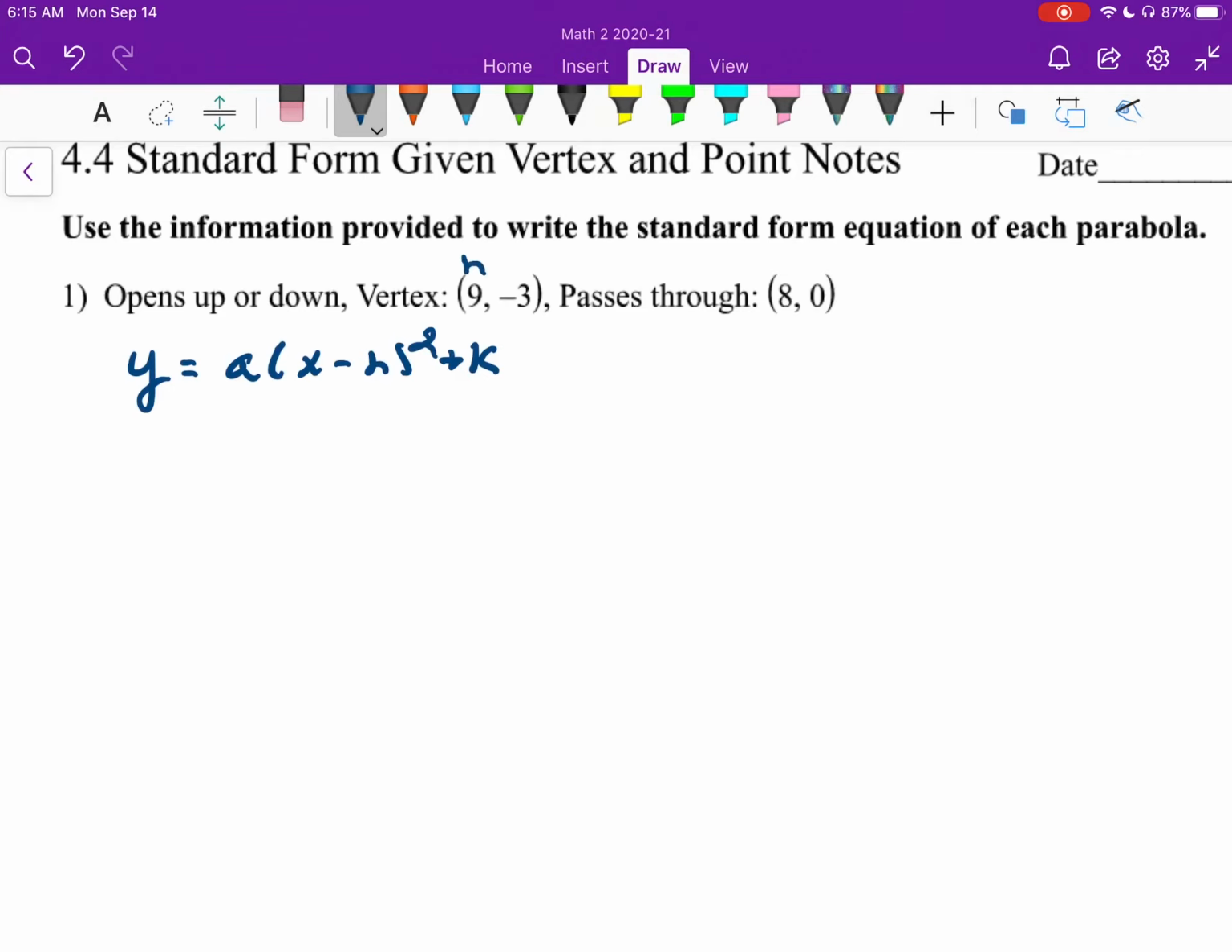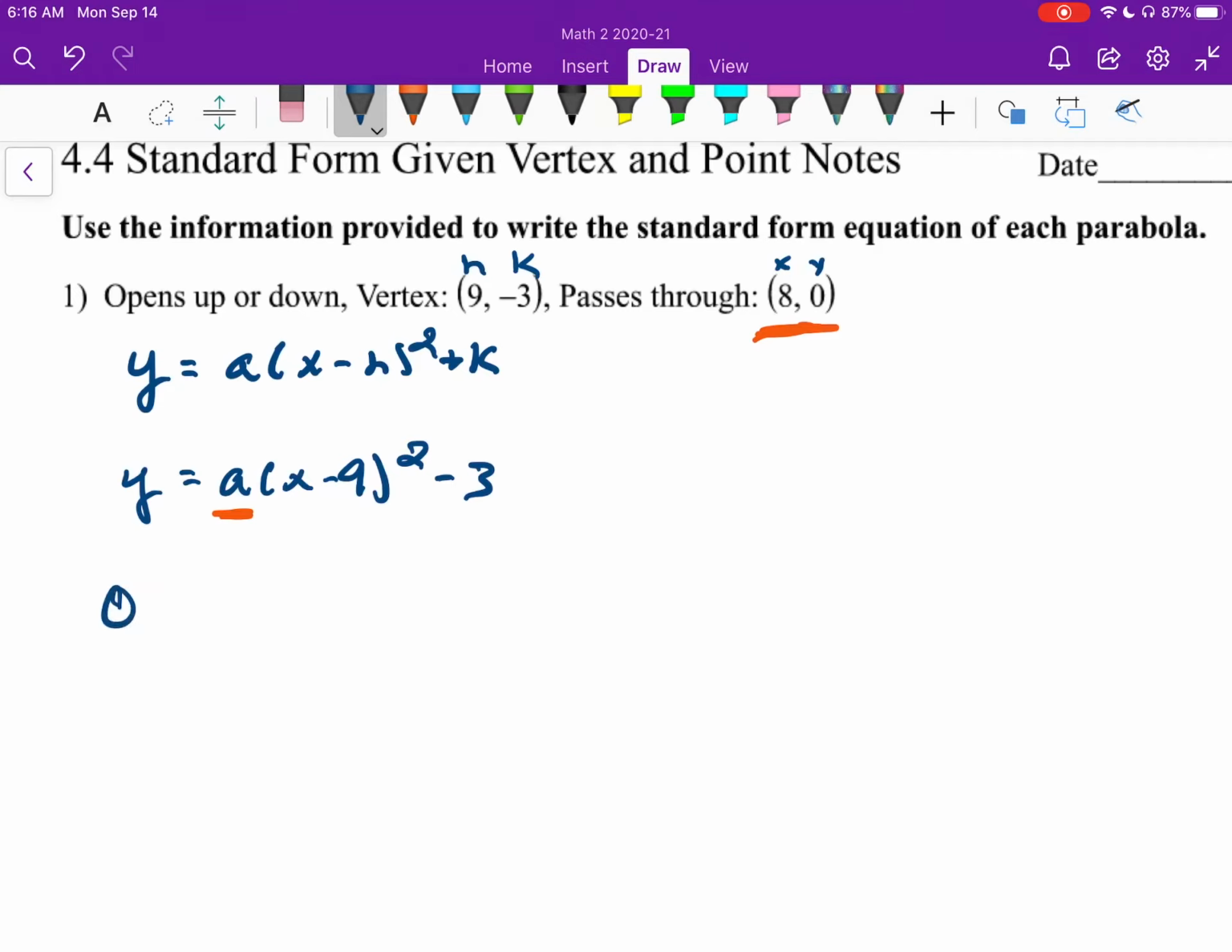So here's my h, here's my k. I want to fill in what I can. Y equals a(x minus 9) squared minus 3. All right, so we're almost there. We just have to use this point to get our a. So I'm going to plug in for x and y, and then we'll be able to find the a really easily.